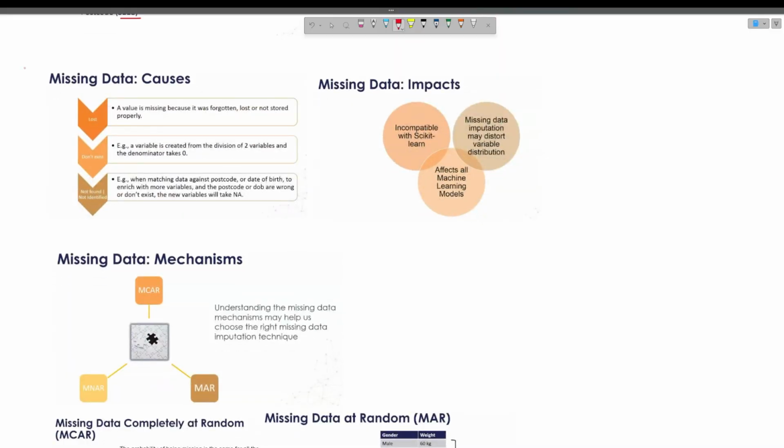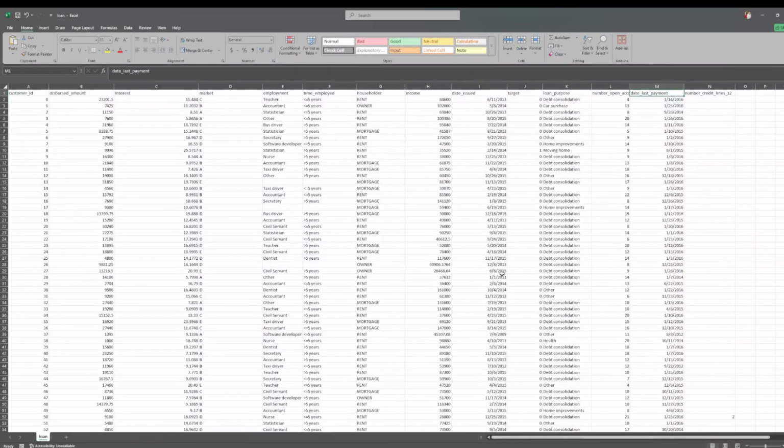Then missing data, that's the interesting part, and that's the starting point of today's session basically. So we have to understand the important factor. Now if we go to the loan data, here I'm trying to look for some blank spaces. Interestingly, here it is, you can see we don't have a value for this customer ID.